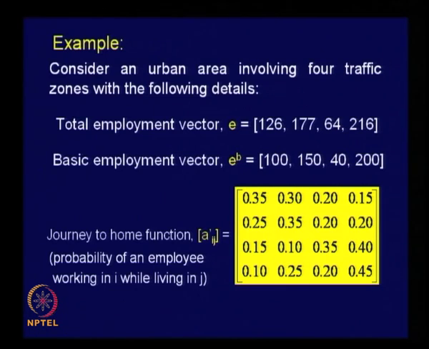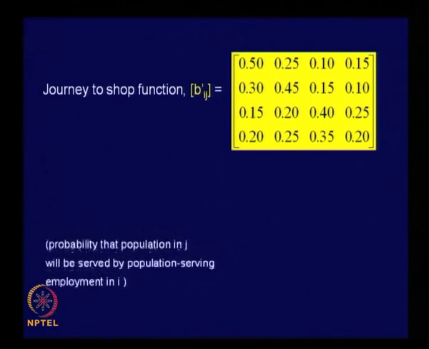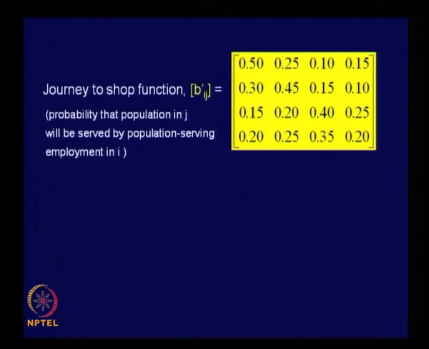So, these proportions are given as probabilities, isn't it. 0.35 is nothing but 35% of the total of the trips made for basic employment is within that zone itself, that is the meaning, okay. And similar information related to employment in service related industries, population serving employment. Probability that population in J will be serviced by population serving employment in I.